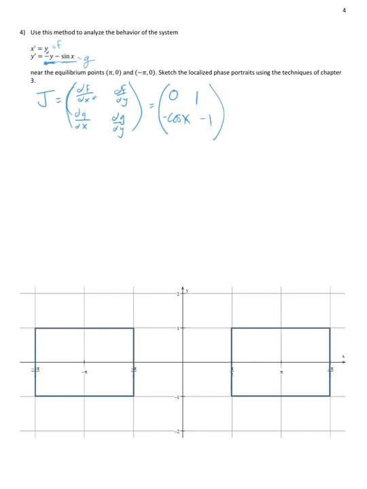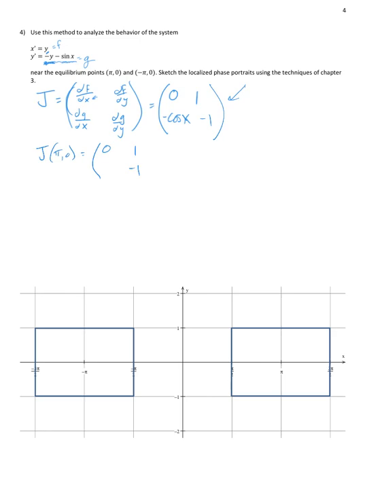Then I'm going to plug in pi and negative pi. So I need to know the Jacobian at pi, 0. So plugging in pi for x and 0 for y, there aren't any y's in this Jacobian matrix, but if there were, I would make them zeros. So I get 0, 1, negative 1.